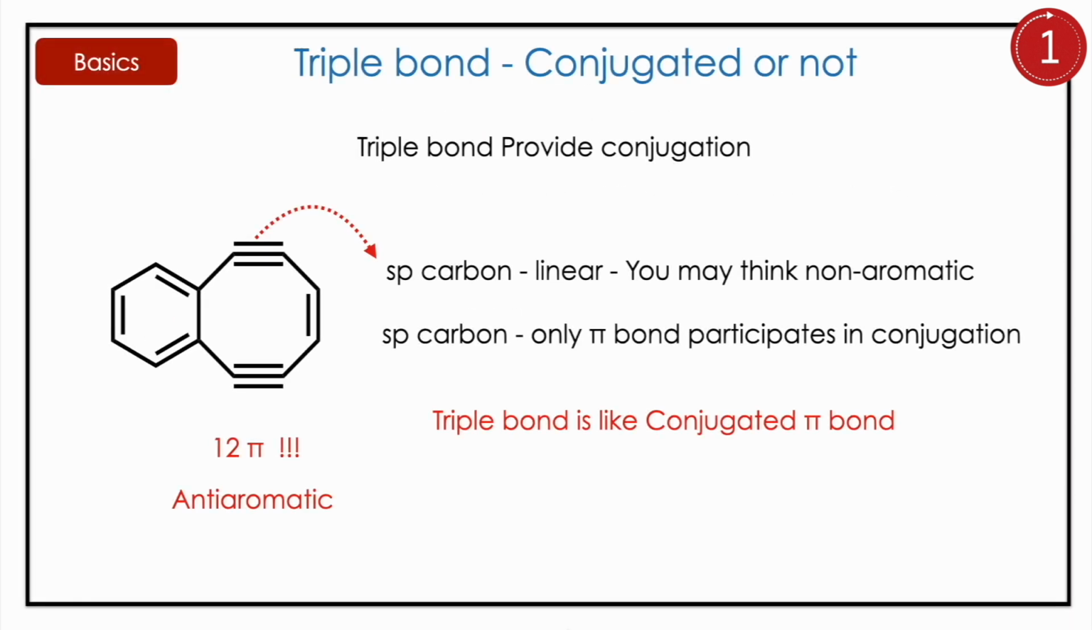Then a very simple one: does a triple bond help for conjugation or not? Yes, the triple bond helps for conjugation. It is also a pi bond, so it also helps for conjugation. You may think that it is an sp carbon, linear, and doesn't participate in conjugation. In reality, one pi bond participates. It is a conjugated compound.